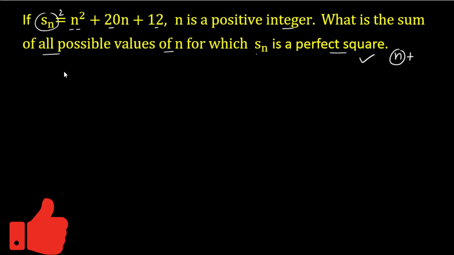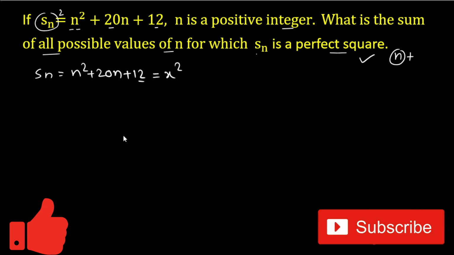Now let's come to the solution of this problem. So here we have Sn is equal to n square plus 20n plus 12. Since it is a perfect square, let us take this as x square. Now for making this a perfect square, this value should also be in the form of a perfect square. So let us take a square, and 20n as 2 times ab, plus a number which should also be a square, meaning b square.